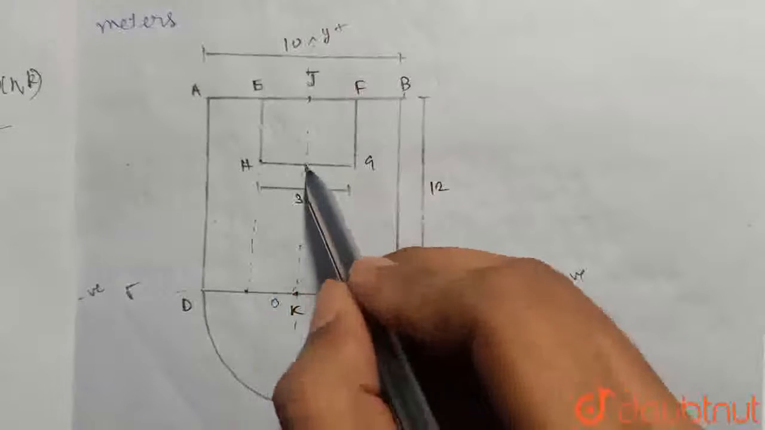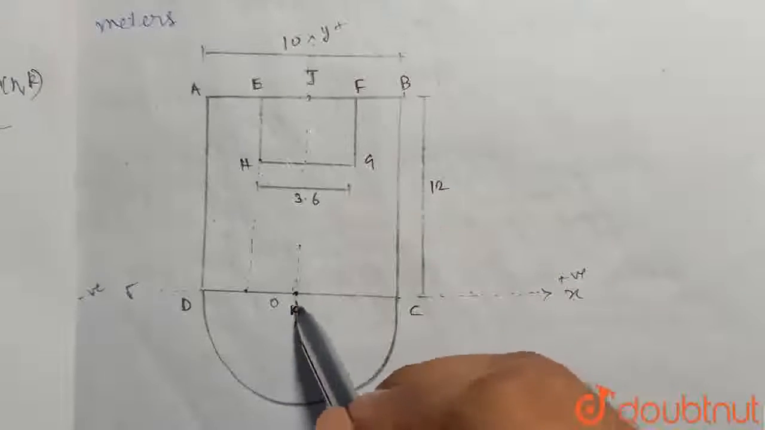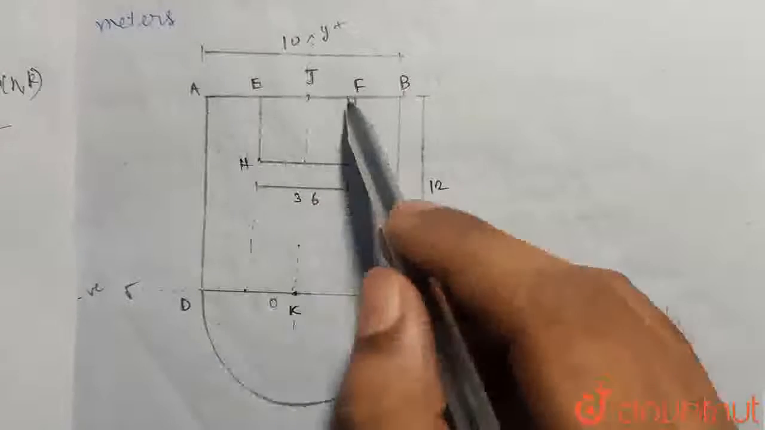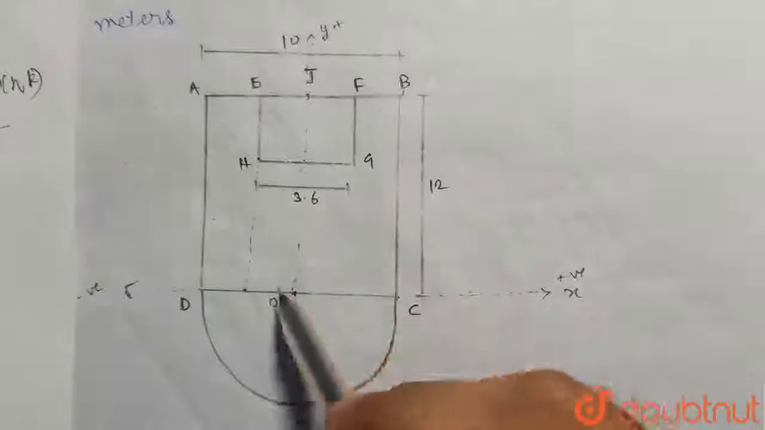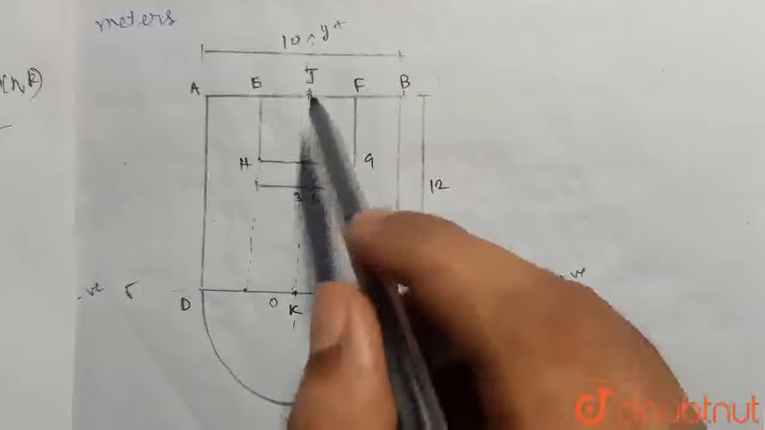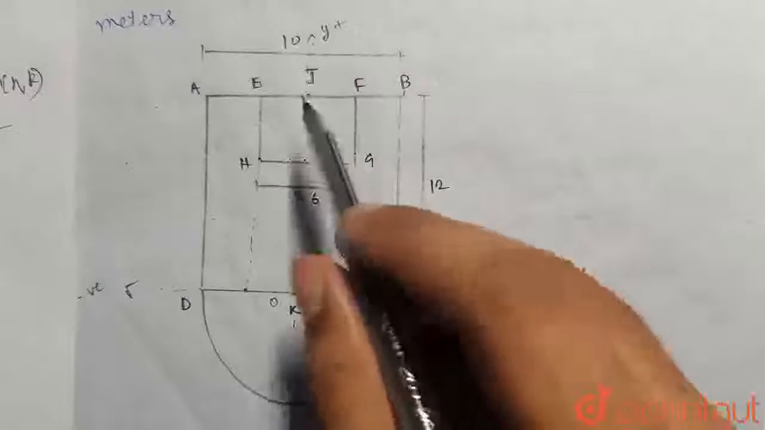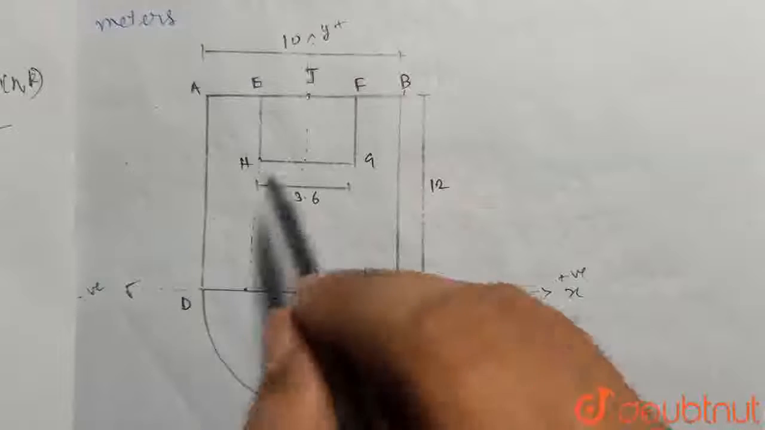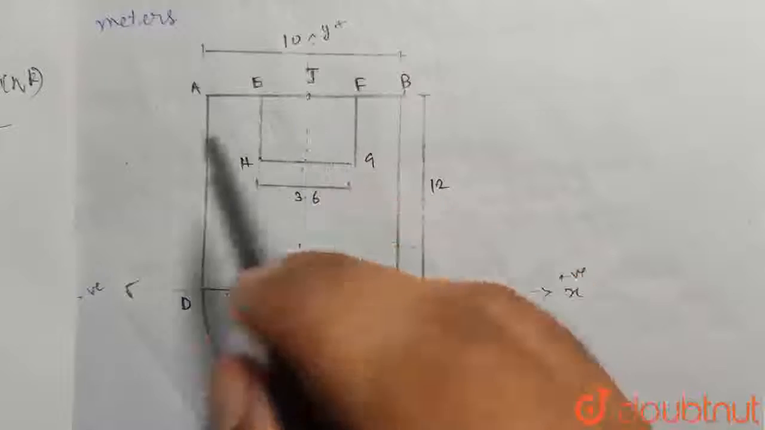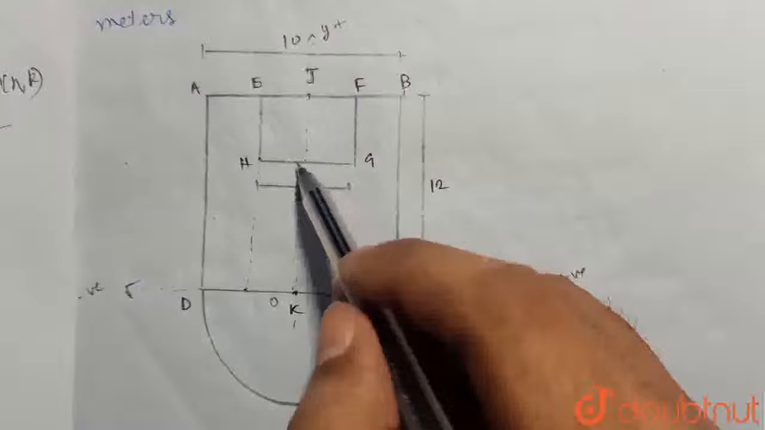The distance between H and this middle point is equal, because K divides it equally. K is the midpoint of CD, and ABCD is a rectangle, so K will also be the midpoint of AB. So K will also divide this HG part into 2 equal halves, because J is also the midpoint of AB as well as EF. So applying these two conditions, K will also divide HG into 2 equal halves.